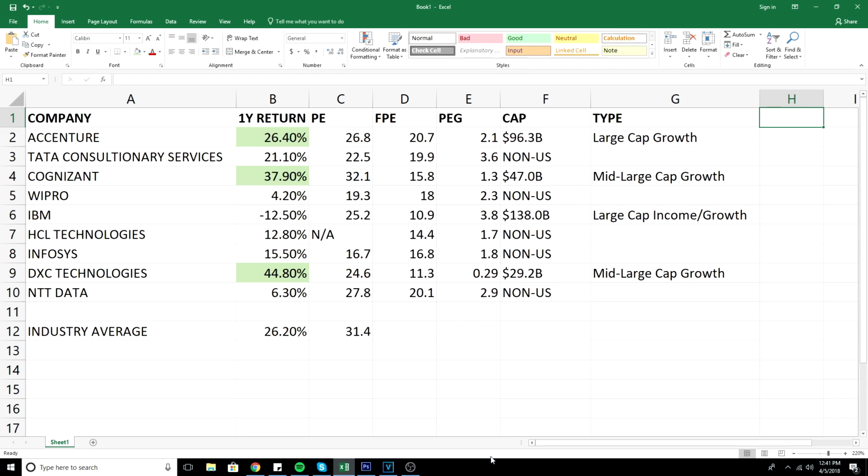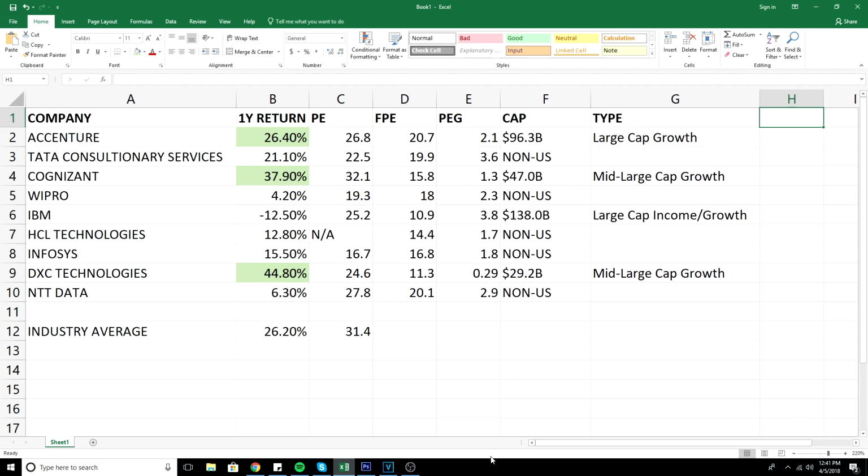This is a large cap income and growth investment, so this would be more of a blended strategy. And then finally, we have DXC Technologies, the top performer, with a PE of 24.6 and a very low forward PE of 11.3 and a PEG of 0.29. This might be a very attractive investment if you're looking at IT services.